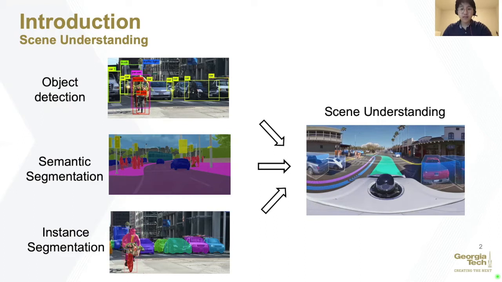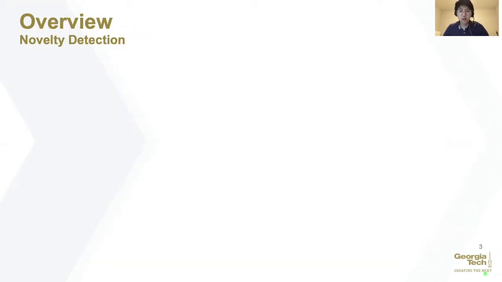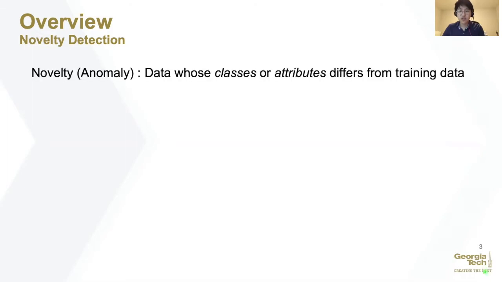However, as deep learning advances and shows amazing performance in many applications, we also notice many failures in neural networks that can cause vital consequences. In this paper, we address this problem of neural network failure through novelty detection. First, novelty, also called anomaly, is defined as data whose classes or attributes differ from training data.